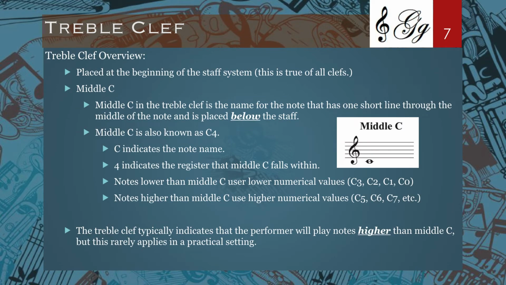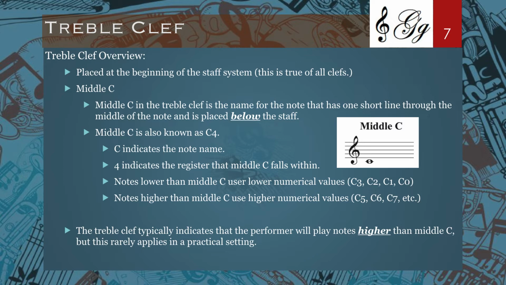In the treble clef, in this image up on the top, you can see how the treble clef looks a little bit like a stylized G, both an uppercase and a lowercase g. And that's really what the treble clef is based on. We always place our clef at the beginning of the staff system. In the next image, where it says middle C, you've got the treble clef and then the C sitting right below the staff.